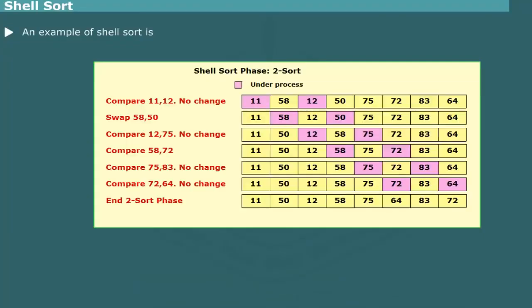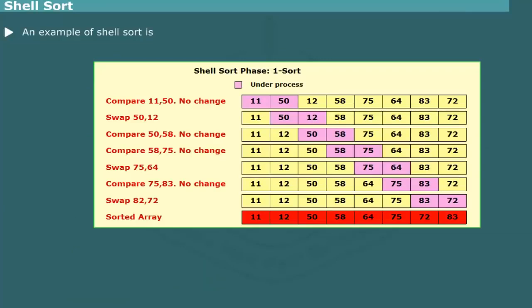In the 2 sort phase, elements displaced by 2 are compared. Thus, element in the first position is compared with element in the third position. This procedure is applied till the last element in the array.